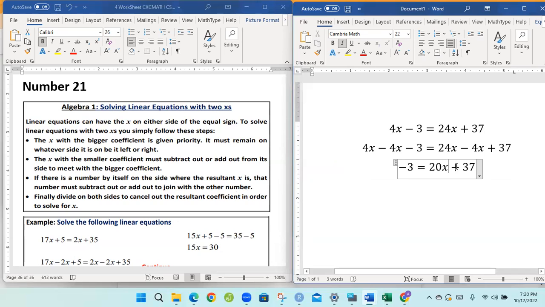So now, if there is a number by itself, which is 37, we have to cancel it out. If it's a plus, you subtract. If it's a minus, you add. It's a plus, so we have to subtract 37 on both sides. You do the opposite. To cancel out, you do the opposite operation. So this is a positive 37. We have to subtract 37. And if we subtract 37 on the right, you have to subtract 37 on the left. What you do on one side, you have to do on the other side. So 37 cancels out from the right side.